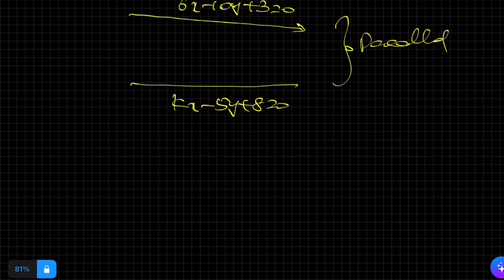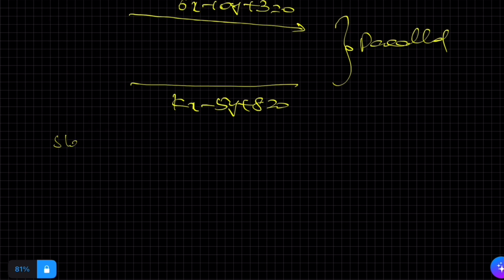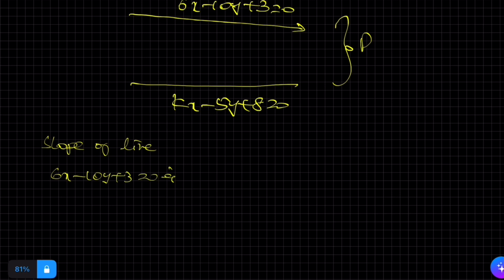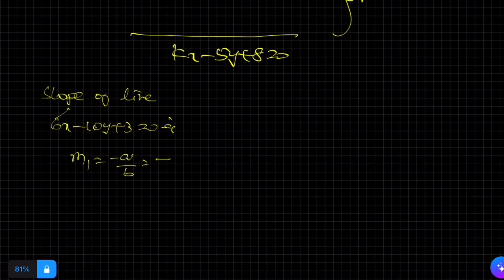So first let us find the slope of the first line. The slope of the line 6x minus 10y plus 3 equals 0 is, let me represent the slope with m1. So m1 is nothing but the slope of the first line. Minus a by b is the formula to find the slope. So equal to minus the value of a is 6 by the value of b is minus 10. So minus will get cancelled. 2 3s are 6, 2 5s are 10. So my m1 is 3 by 5.